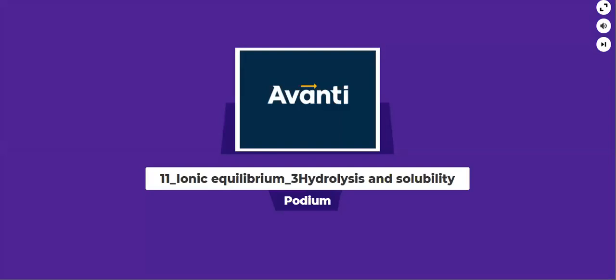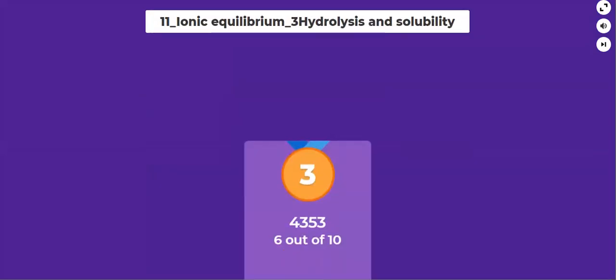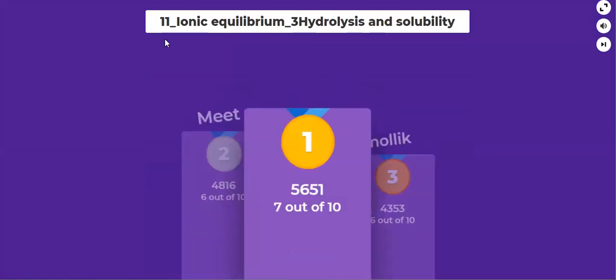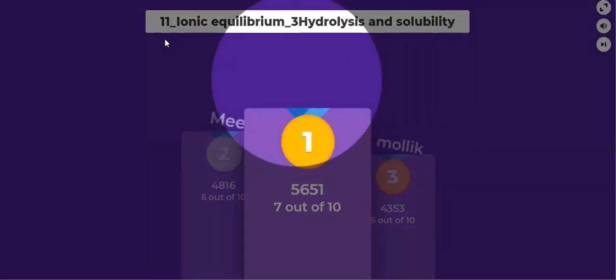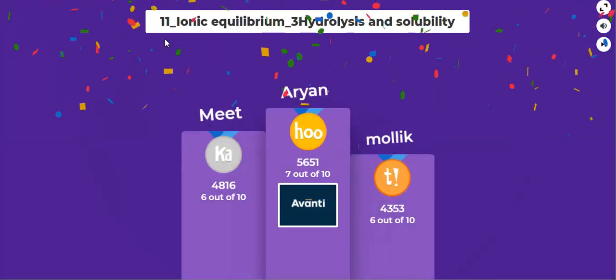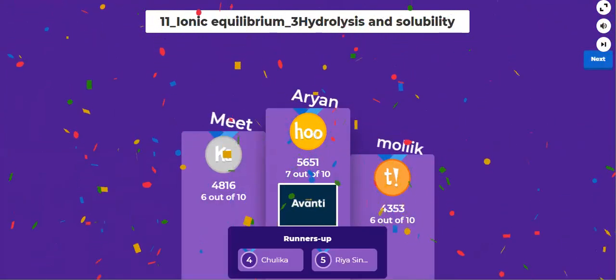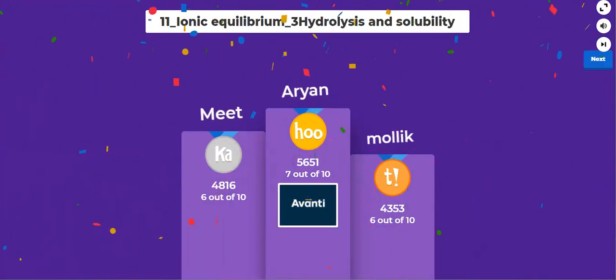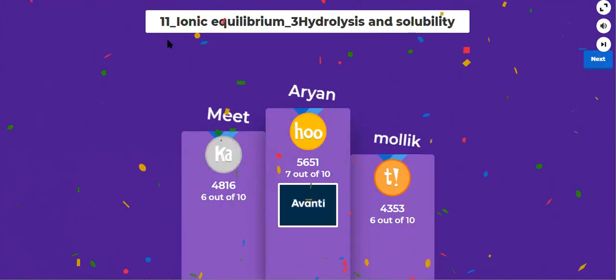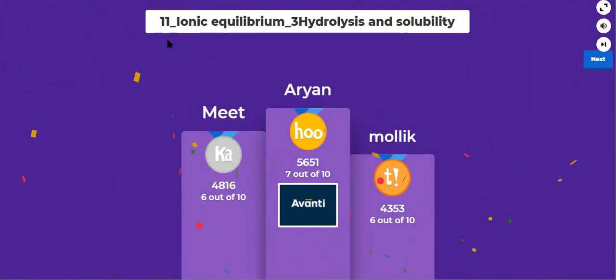Let's see the podium, everyone. Third, Malik. Very good, Malik. Second, Meet. Very good, Meet. First, who's first? Aryan. Very good, Aryan. Fourth, Chulika. Fifth, Riya. Very good, Chulika and Riya. Yes, Abhiram. Obviously, you would have been first if you had said the correct answer. So actually, it's Abhiram.